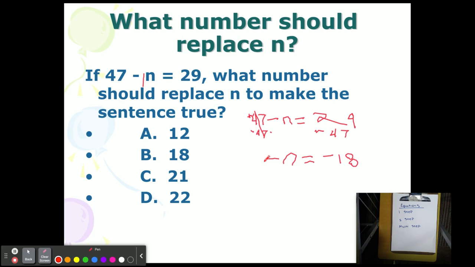But I'm not done with solving the equation until I have a positive variable. So in order to make this positive or get rid of the negative, remember that there's an invisible 1 there. So I'm going to divide both sides by negative 1. Divide this side by negative 1, and then divide this side by negative 1. And that's what's going to make this a positive 18 at the end. So n should equal positive 18.